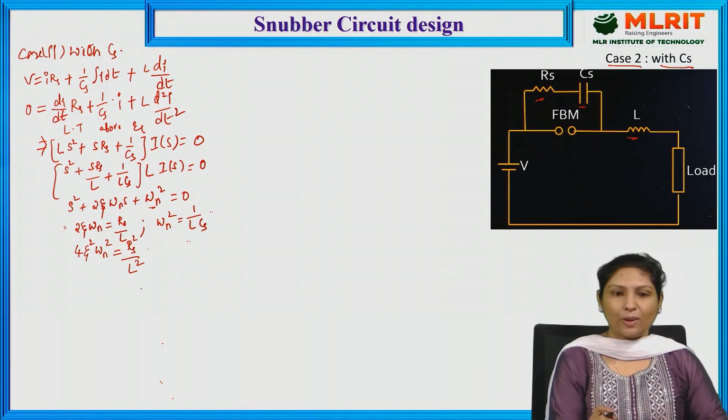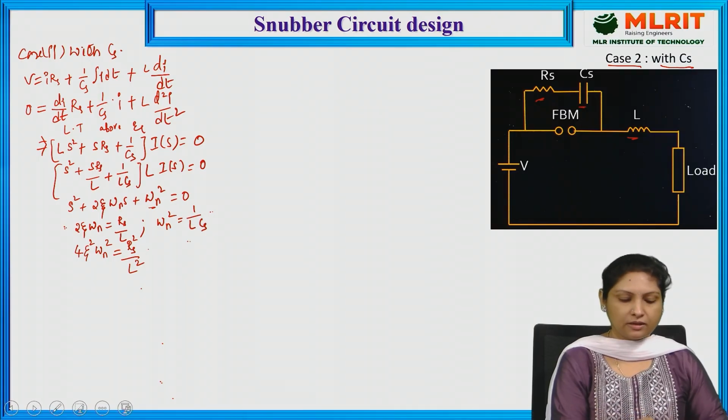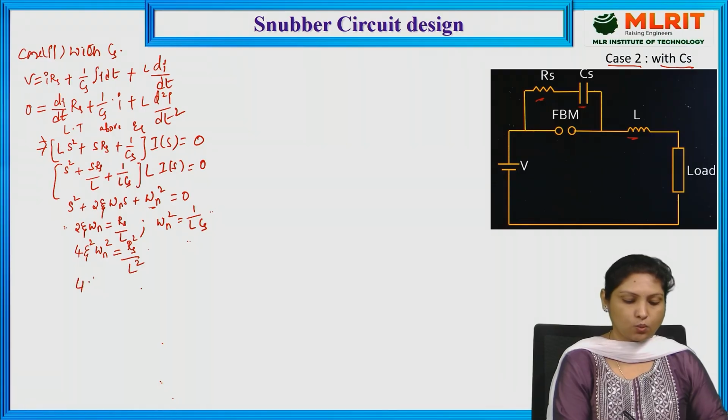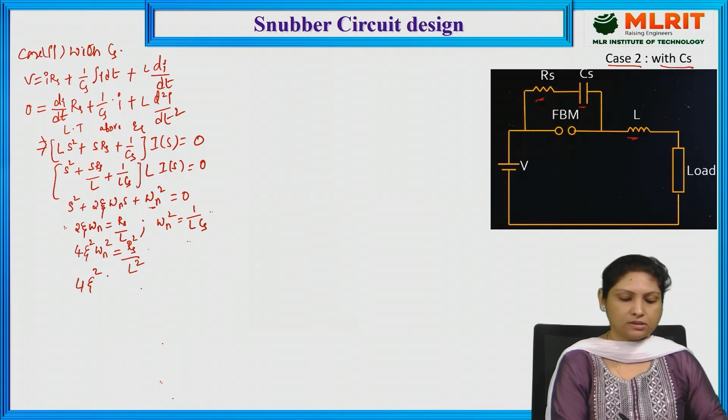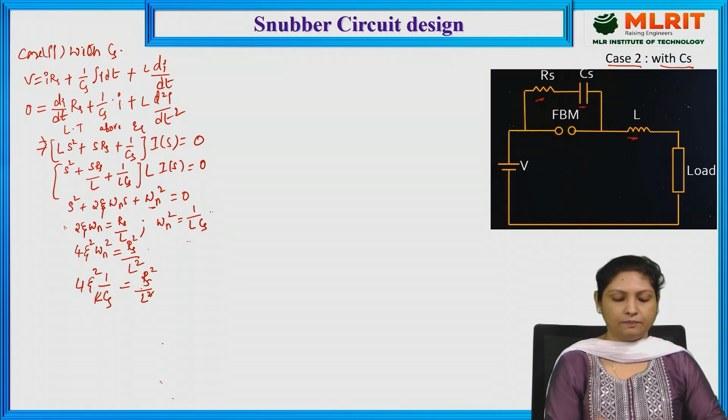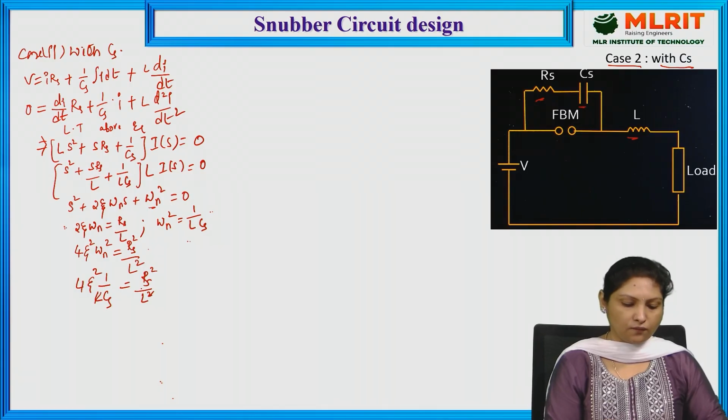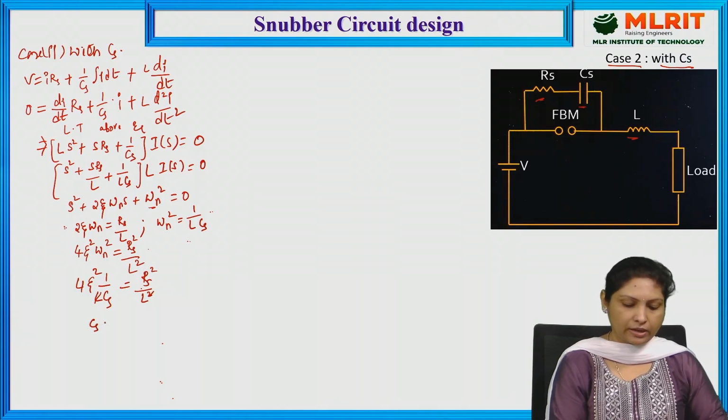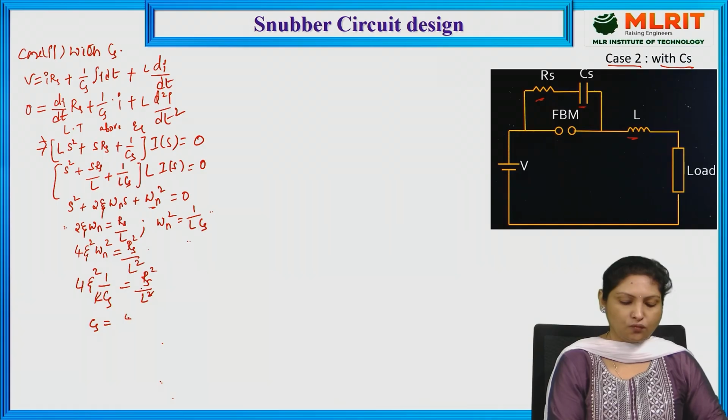Let me substitute the value of omega n square in this particular equation. I get 4 zeta square, where omega n square is equal to 1 by LCs, which is equal to R square divided by L square. In that case, L square gets cancelled, and here I need the value of capacitance, where capacitance Cs is equal to 4 zeta square by R square into L.